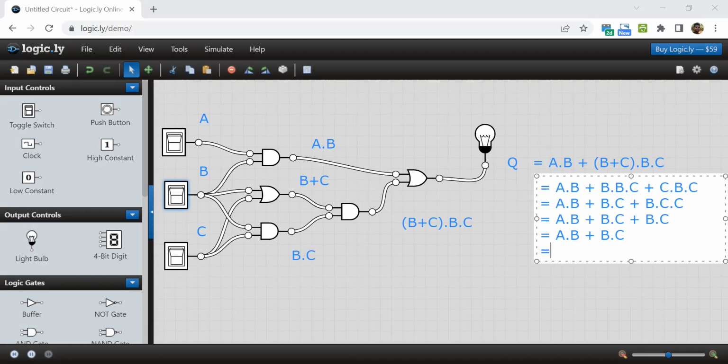Instead of two terms, we can have only one term, like this. Now we know that B is common. We can take out B dot (A plus C). That's all. This is after simplifying the Boolean expression.